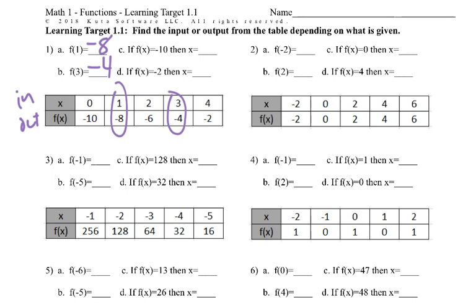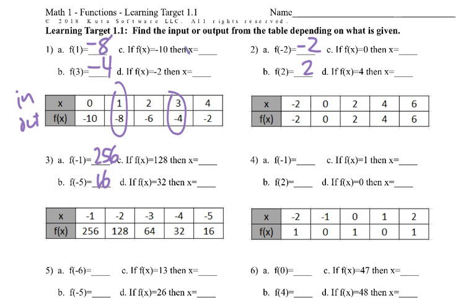Like number 2, f of negative 2. Negative 2 is right here, its output is also negative 2. f of 2, in this function, 2 is right there for the input, the output is also 2. If we look down here, f of negative 1. Negative 1's right here, so its output is 256. f of negative 5. Negative 5's right there, an output of 16. So try the rest on your own for those A's and B's, or you can see how to do C and D and then try it all that way.